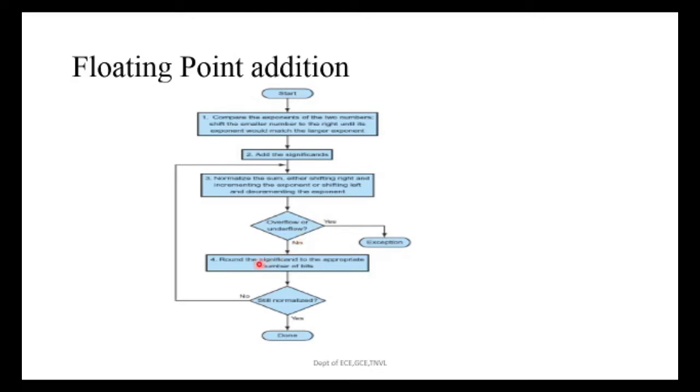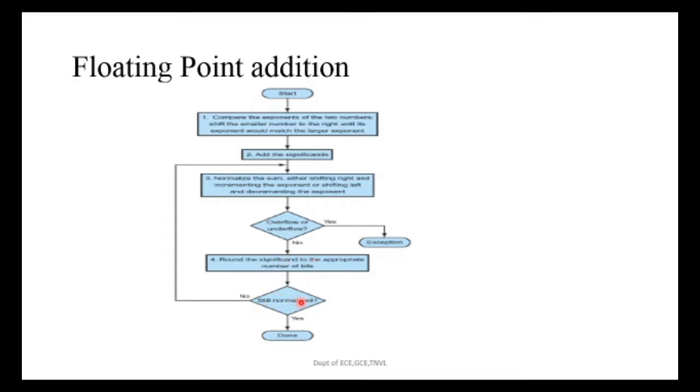Next we need to round the significand to the appropriate number of bits. So we need to round according to the number of bits. If the register fits only 4 bits, then we need to round the significand to the nearby 4 digits. So next we need to do the normalization check.